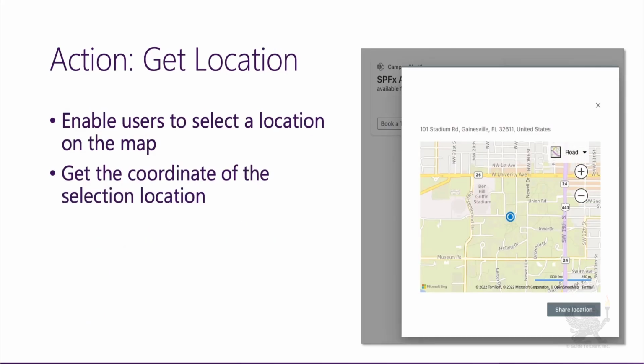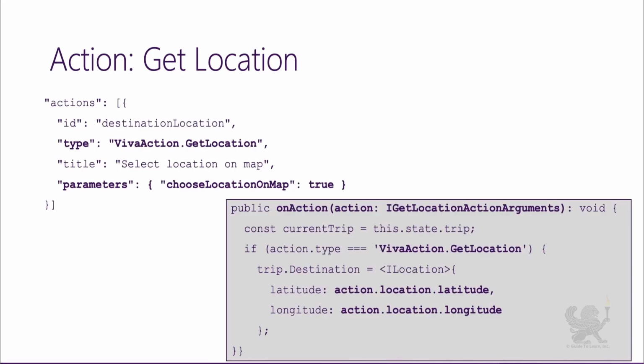The other option is to get location data, and this is going to allow the user to pick a location on the map. To use this action, you're going to add some JSON to your adaptive card that you see there in the top left. The type is set to VivaAction.GetLocation. When you click on that button that launches that action, it's going to open up the map and allow the user to drag the little push pin on the map to a specific location. Then to get the coordinates of the selected location on the map, I'm going to use the action's location property, as you see that's passed in the code on the bottom right, to obtain the latitude and the longitude coordinates.